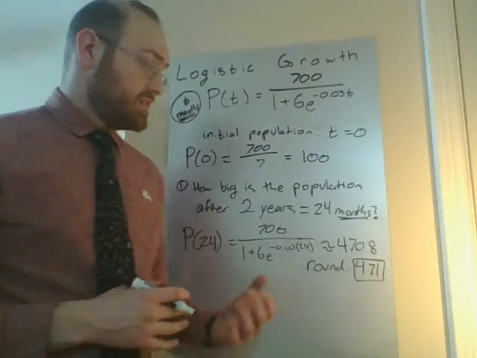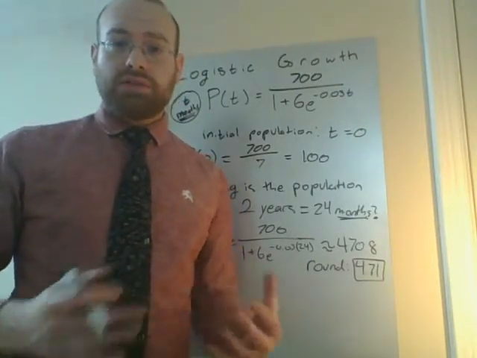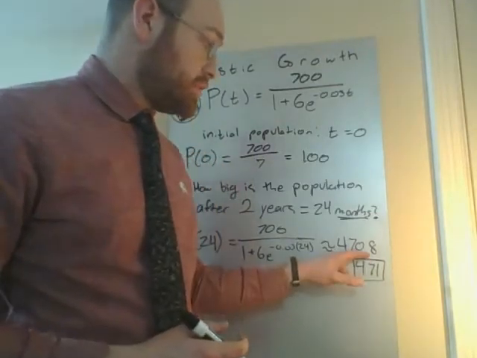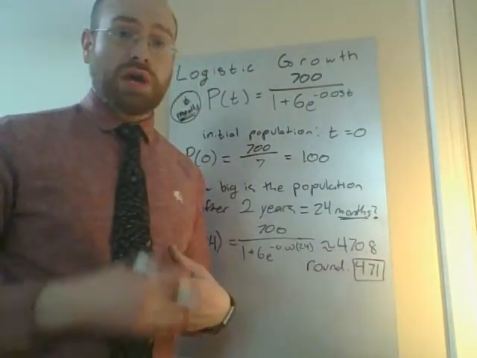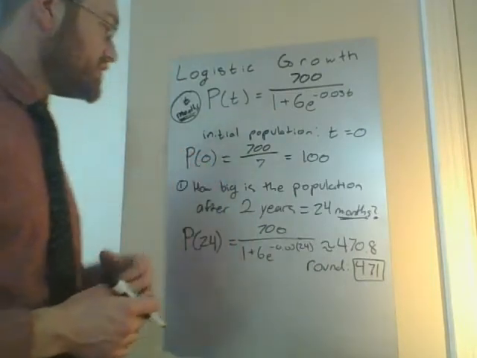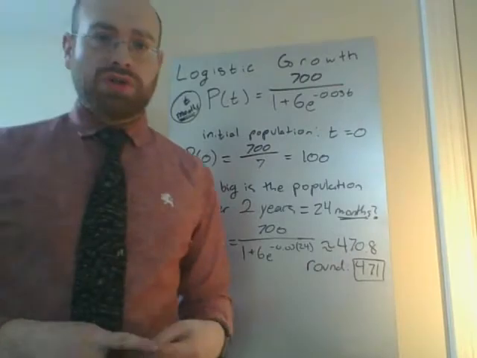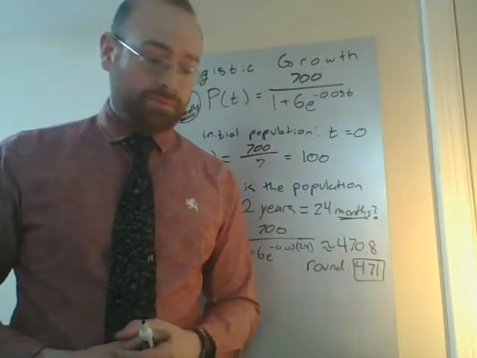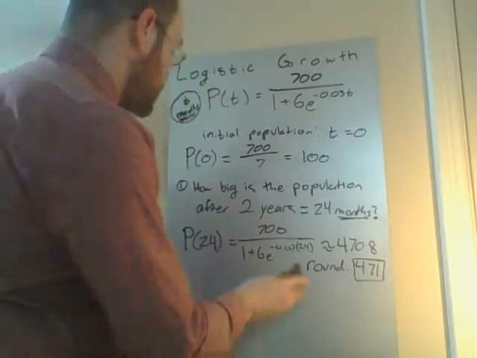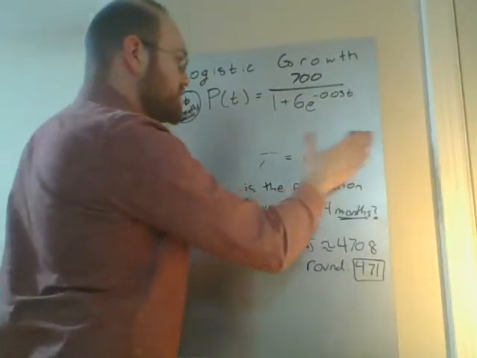If we had 470.3, we could round down, but our standard rounding rules say if our decimal is 5 or above, round up to the nearest whole number. So these are like the easy questions we could ask, where we just have to plug in a value for t. The more interesting question is how long it takes to reach a certain size.